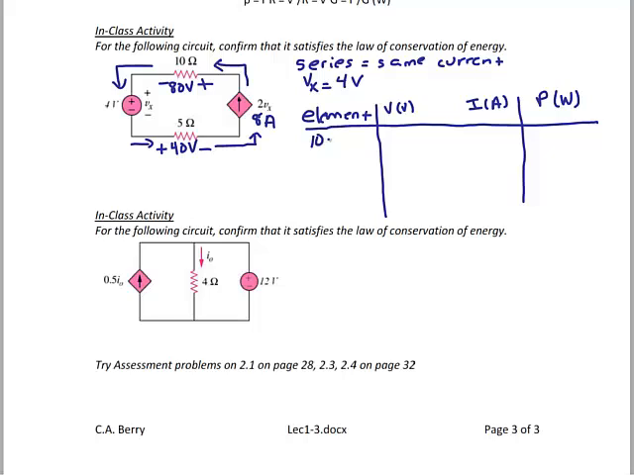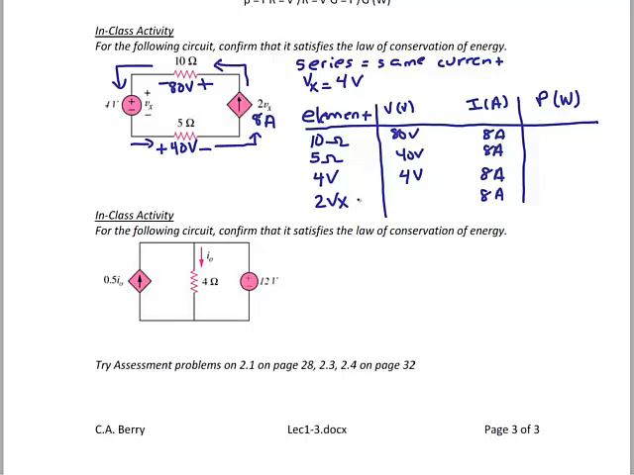So the 10 ohm resistor has 80 volt drop and 8 amps through it. Then we have a 5 ohm resistor that has a 40 volt drop, and it also has 8 amps through it. Everything's in series, so all of my elements are going to have 8 amps. So I can go ahead and write 8 amps for the 4 volt source and 8 amps for the dependent current source. And I can write 4 volts for the 4 volt source. We'll hold off on doing the voltage for the dependent source for a second.